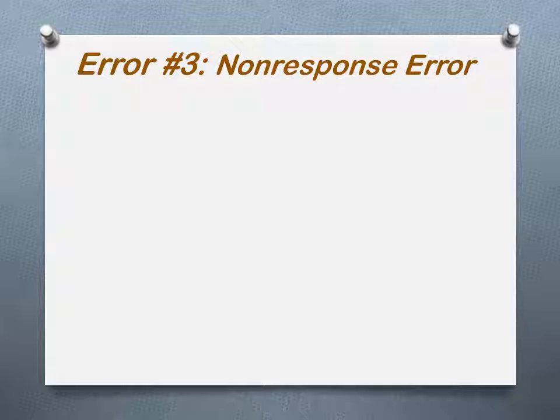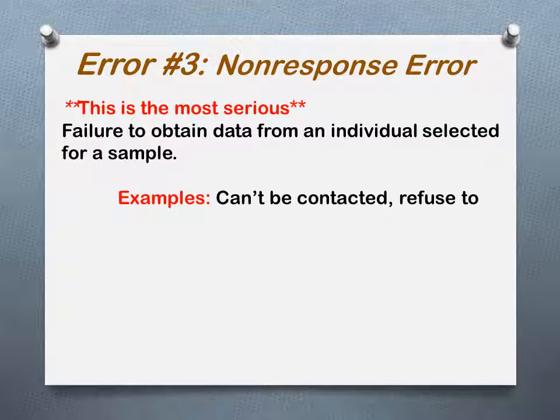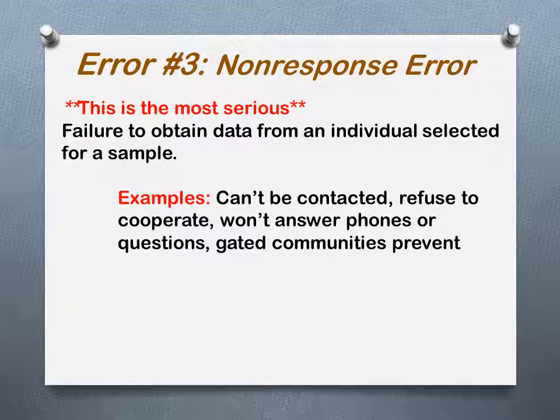Error number 3 is called a non-response error. This is actually the most serious type of error. This is a failure to obtain data from an individual selected for a sample. Examples include when subjects can't be contacted, they refuse to cooperate, they won't answer the phones or questions, or if you're trying to interview people in a gated community, this may be impossible because it's a gated community. If you think about all those telemarketers that have been calling your house to try to get data, they're probably getting a lot of non-response error because people just hang up on them.